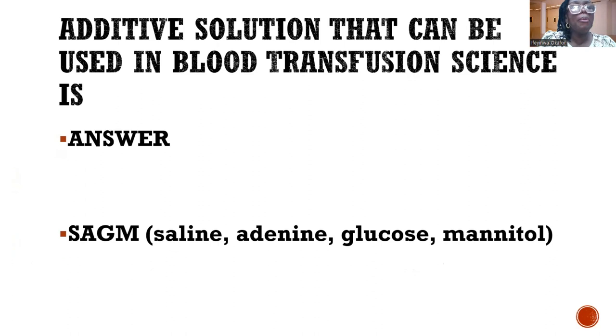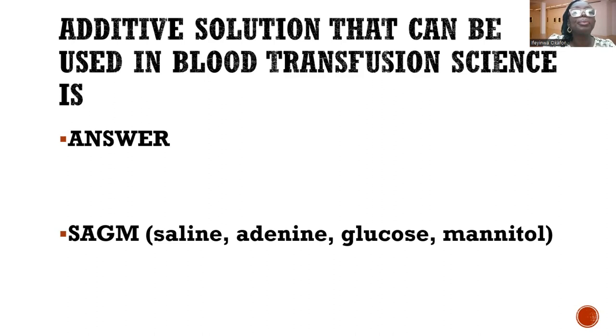Remember, when we are preparing red cell concentrates, we remove the plasma components of the whole blood. And in doing this, we remove the source of nutrients for the red cells. To maintain the viability of these red cells, we need to introduce what we call additive solution. And an example of this additive solution is SAGM, which means saline adenine glucose mannitol.